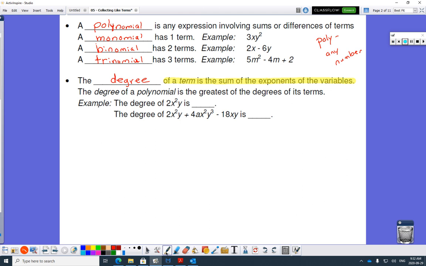So I'm going to go down to this one. The degree of 2x squared y is: add up the exponents of the variables. X squared has exponent 2. Y has exponent 1. If you're ever confused in this chapter about single letters like that, go ahead and write a 1 on top of them, to think of that as a 1. So here, the degree is 3. I've added up all the exponents on the variables, just on the variables, not on the coefficient.